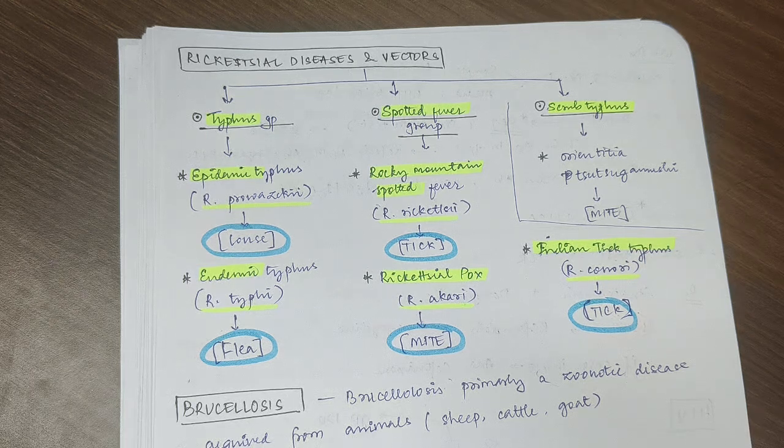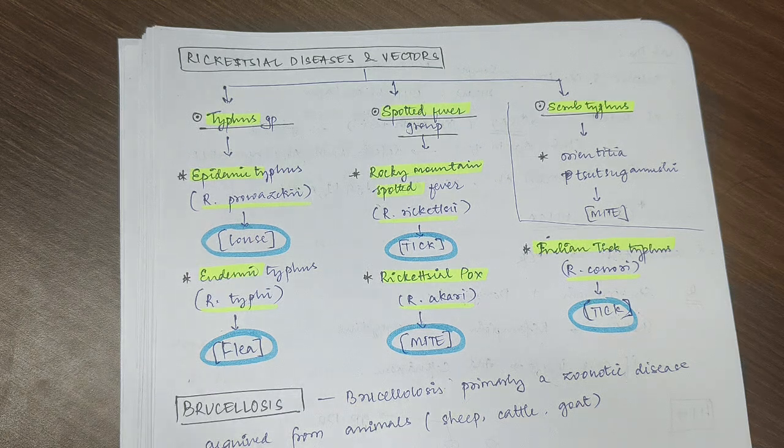Tick is for Rocky Mountain. The Rocky Mountains are famous, hilly, like the Himalayas, which are very famous all over the world. They are the tallest peaks. That's how you're going to remember: they are at the peak, and there is tick there. Peak, tick. So Rocky Mountain fever and Indian tick typhus are the two which have tick as their vector.